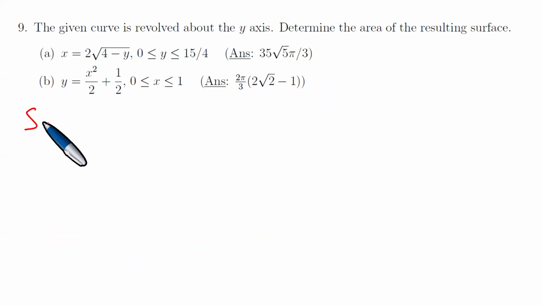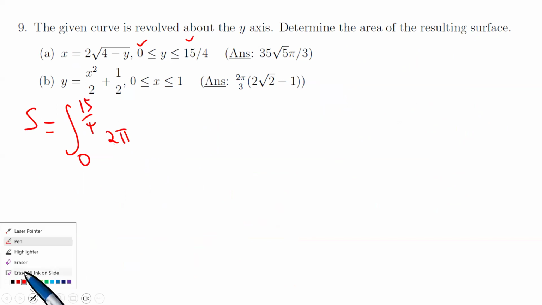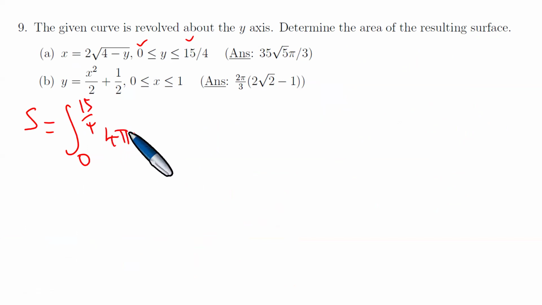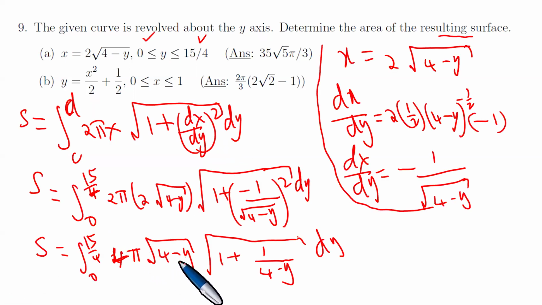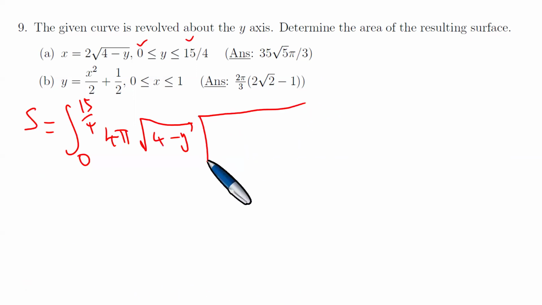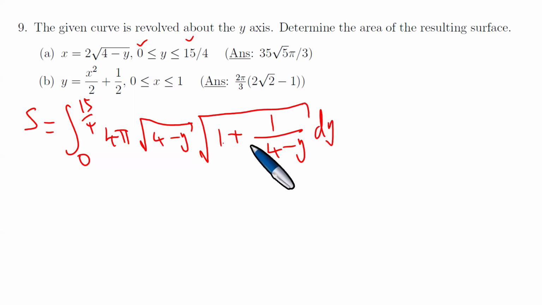So finding the area of the surface is the integral from 0 to 15 over 4 of 2 pi, so we said it's going to be exactly 4 pi, the square root of 4 minus y, then the square root of 1 plus 1 over 4 minus y, dy.